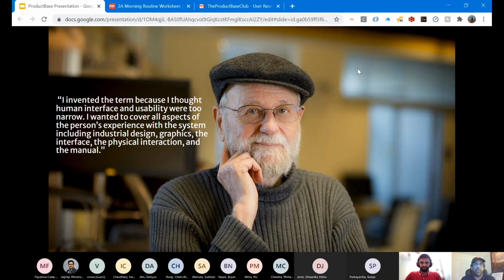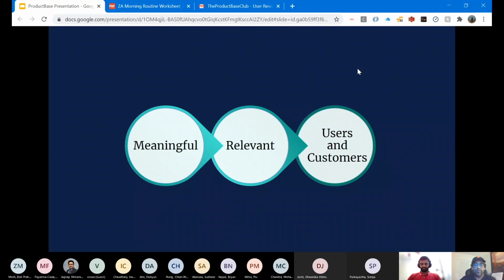So if enough thought is put into all of these and it's streamlined, then you're essentially on the right path. Even if one of these things is broken, you end up in a bad place. So that's the one key thing to keep in mind when you're thinking about user experience. If I had to take a stab at what user experience design looks like, it's the process of creating meaningful and relevant experiences for users and customers.